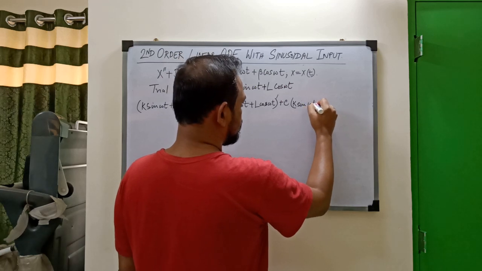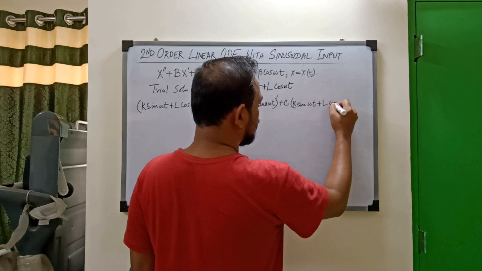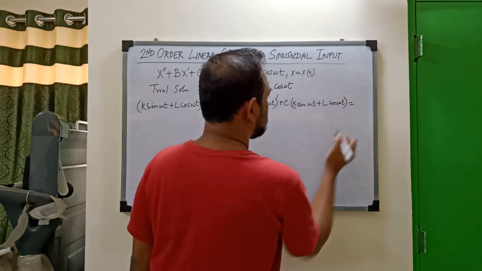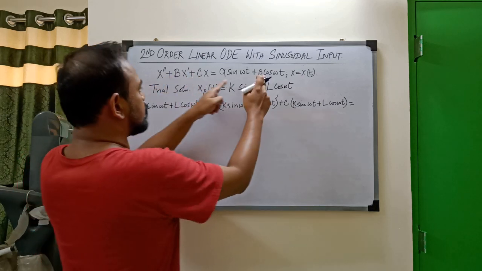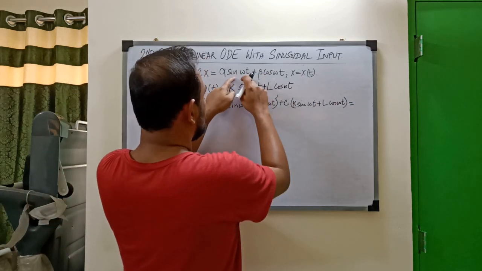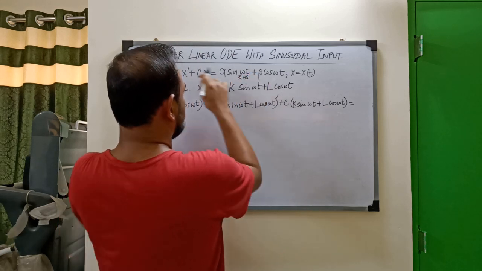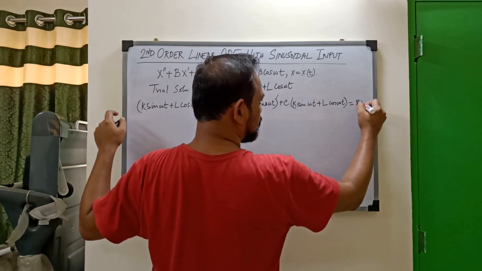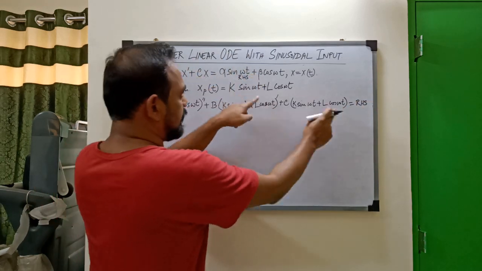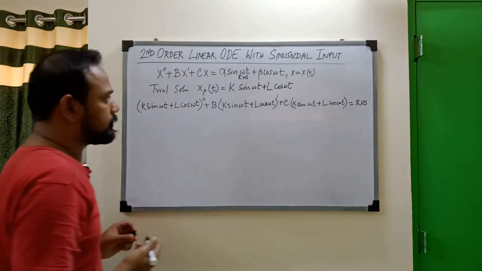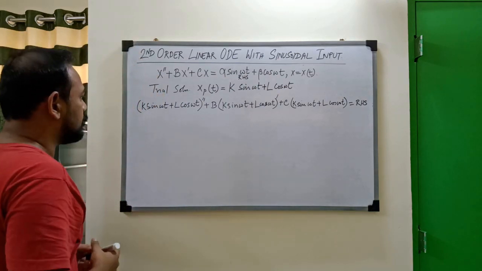So omega t plus L cosine omega t. This must be equal to, as I said, because this is the trial solution of this, this must give me this. So this must give me this right hand side of the given differential equation. Once you put this trial solution in here, it should give you the right hand side, which is alpha sine omega t plus beta cosine omega t. All right, so let's work this out.